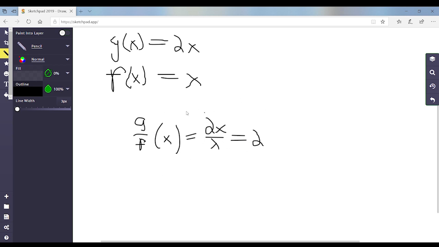But this is operations of functions, and we don't really know what this would look like on a graph. Sure, we could say it's just going to be a straight horizontal line, but we can't actually visualize the graph changing. And that can be a useful skill to have, visualizing the graph changing. So I'll show you what I mean.